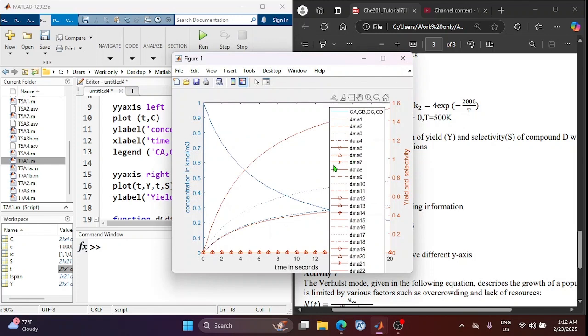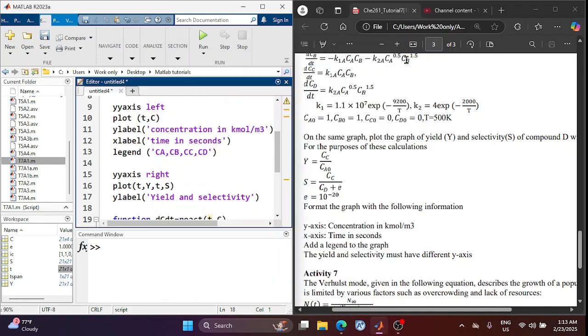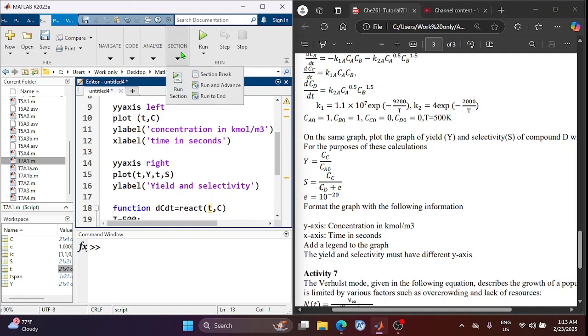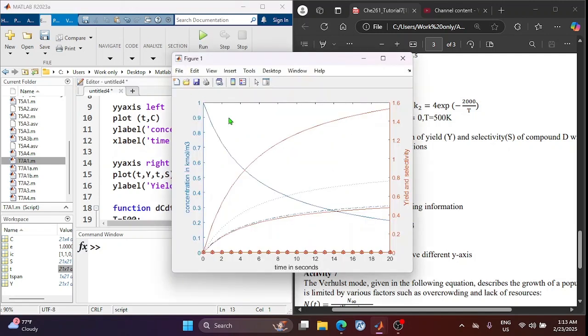Oh, so this is going to be our graph. I think it's giving too many data points. Let me take the legend out for now so that I can show us the axis thing first, then we'll come back to that. Realize that it's going to plot concentrations on the left side and yield and selectivity on the right side. The concentrations are in blue, and the yield and selectivity are the ones in orange. So we can do it this way.